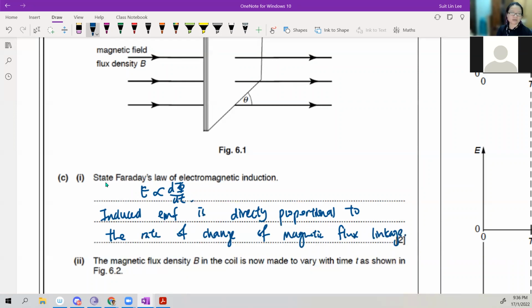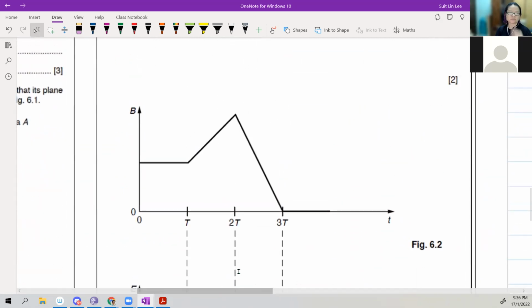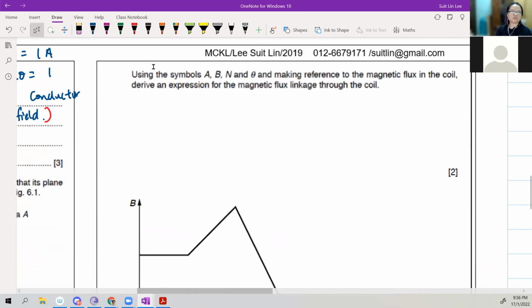So last time, right, the physics question, a lot of it is definition, which is pretty nice. But I want to draw your attention to the graphs on the other side. So it says here, using symbols A, B, and N, by making reference to the magnetic flux linkage in the coil, derive an expression.